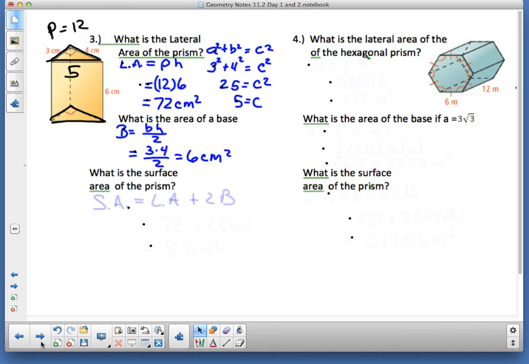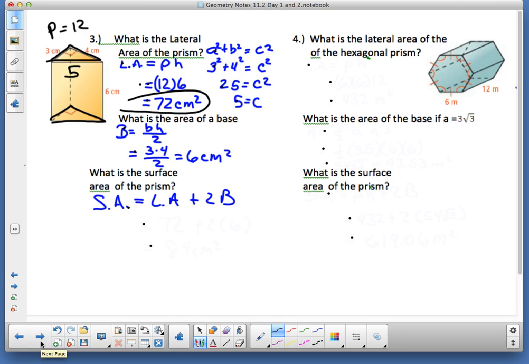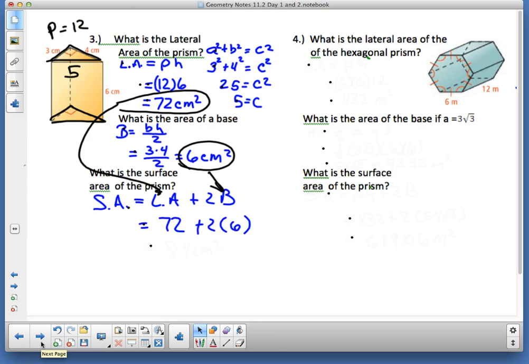Now, I have LA 72. I have one base, 6. There are 2 of them here, so that's why it's 2 times 6 as I go through this. Now, I'm fully aware that this process can be shortcutted. I just want to make sure that you recognize where all the numbers are actually coming from, because that allows you to understand when I do the shortcuts as well. And we're at 84 centimeters squared.